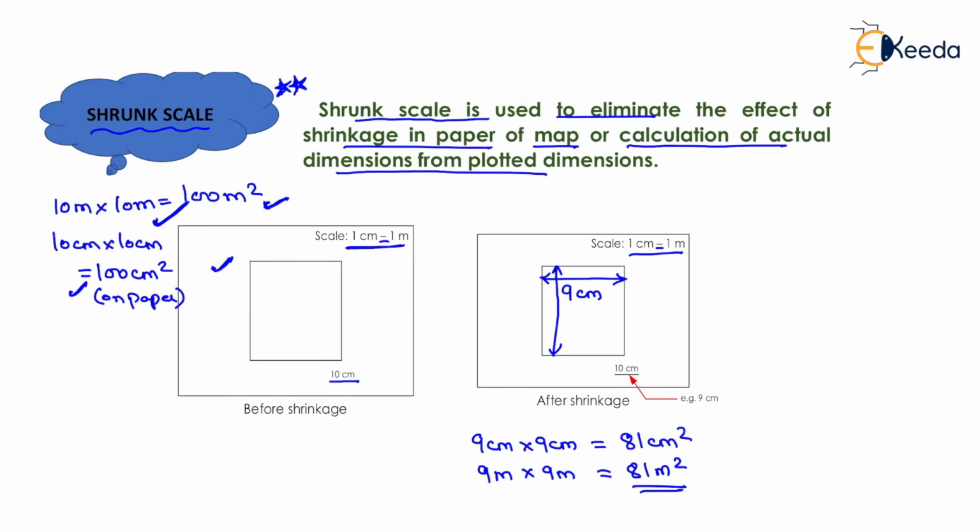Now, you have to work on this drawing so that you can correctly measure the distance on the sheet as well as on the paper. For measuring the distance or the area correctly after the shrinkage effect, you will have to use the concept of shrunk scale.